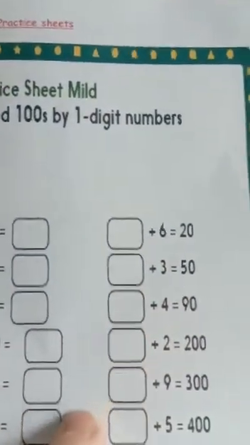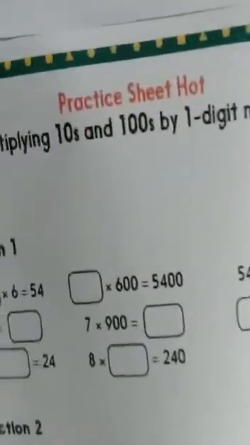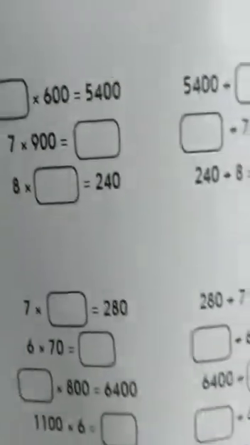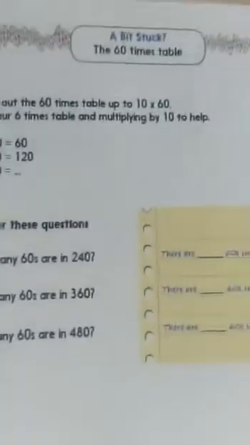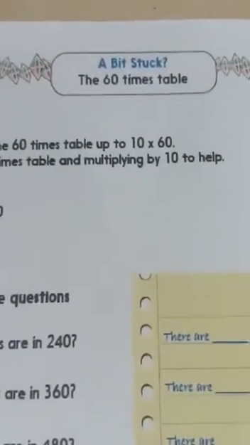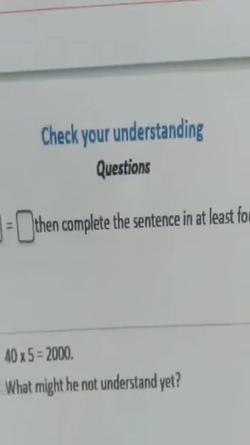Okay, you can do as many as you can. Have a go at doing the hot sheet. That stretches you a bit. Do as many as you can. And if you're a little bit stuck, you can follow the 60 times table example and answering these questions. Stretch yourself. And then check your understanding.